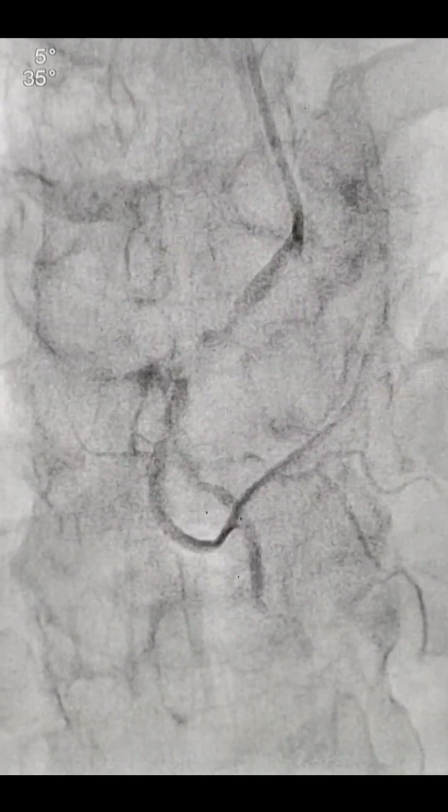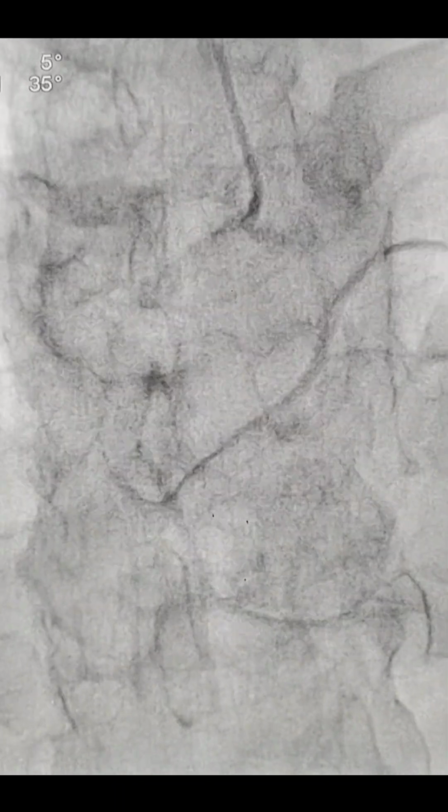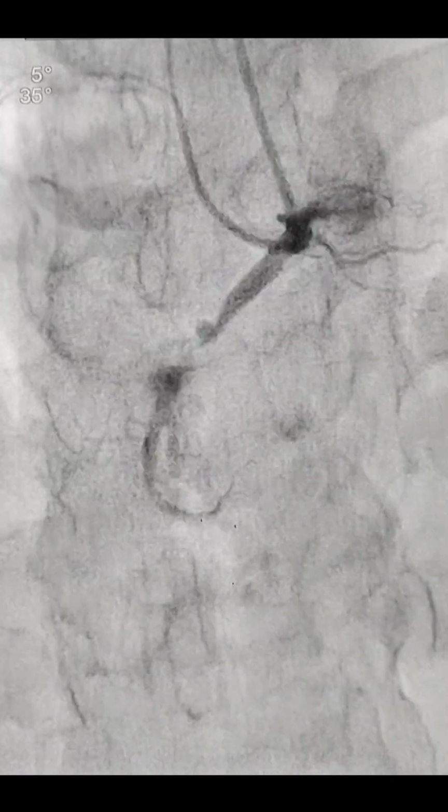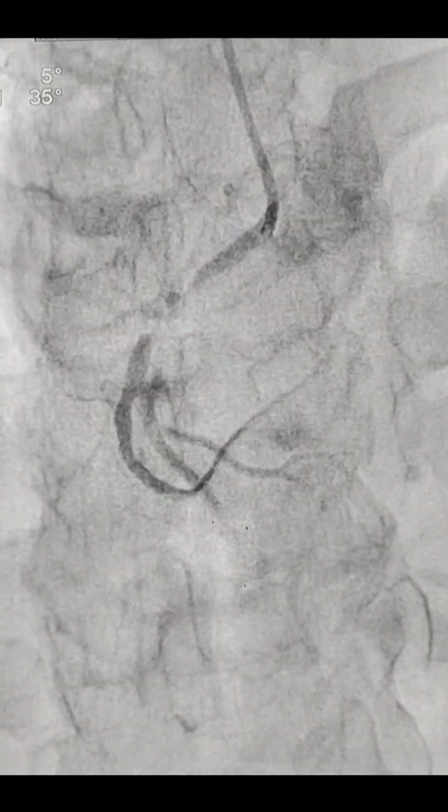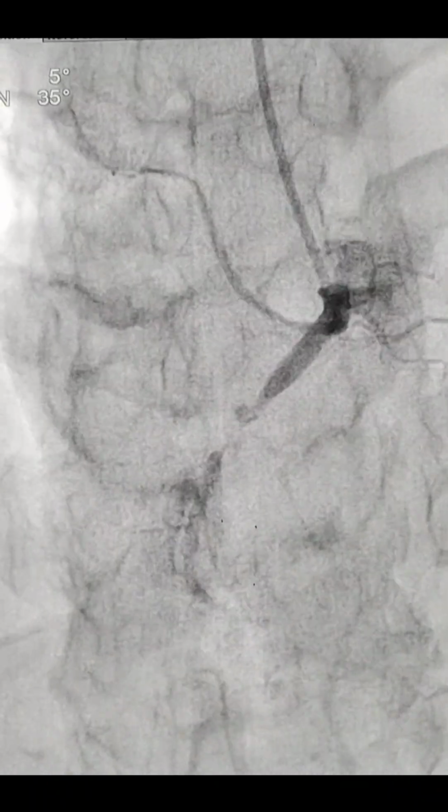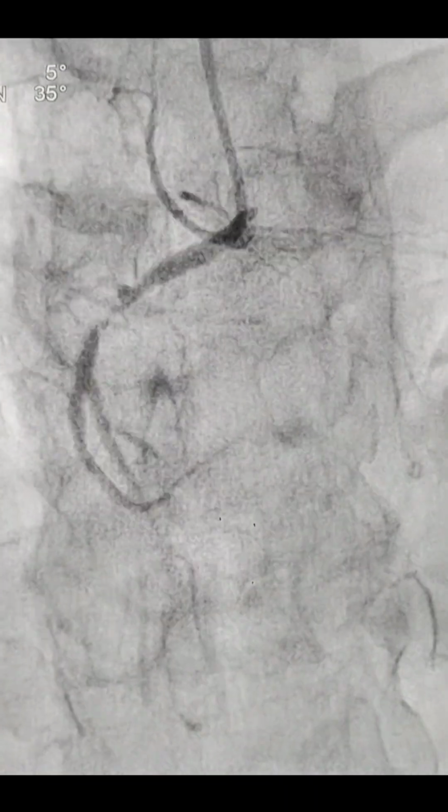So if you see carefully the mid RCA, there may be a aneurysm, that is a possibility, or thrombus. So you should be very careful while passing the wires and all. If it is aneurysm, then it may perforate. So we thought of aneurysm or thrombus, and then we were very careful while passing the wire.